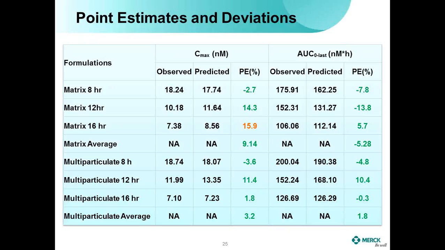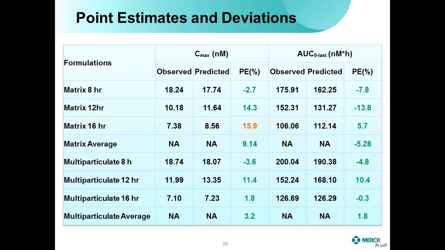So for an IVIVC model, it's not only fitting the PK parameters, we also need to check the point estimate and deviations, which is required by the guidance of regulatory agencies. In general, we are looking at a deviation of prediction within plus and minus 15%. So here is the overview of the predicted values and also the deviations. PE here stands for the prediction error. Here we see most of the numbers are below plus minus 15%. Only the matrix 16 hours is a little bit over that criteria.